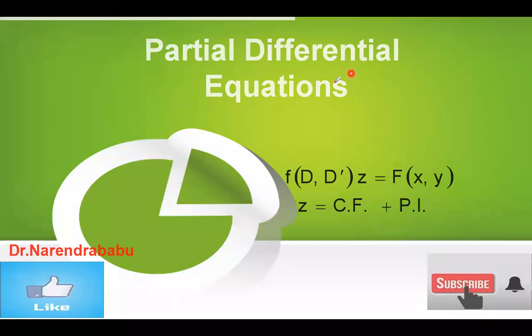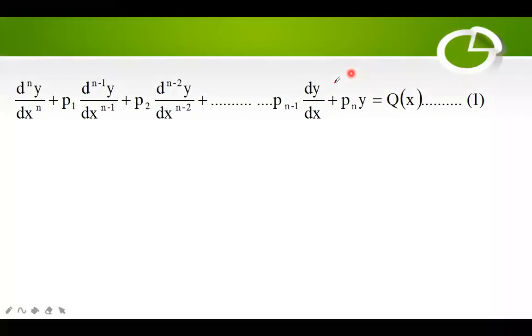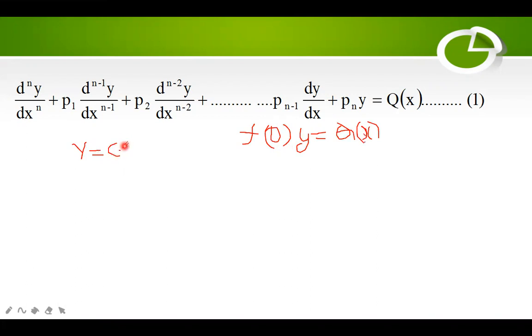We have already studied differential equations, how to find the solution of an nth order linear differential equation. In that case we substituted capital D equal to d by dx, and we wrote this in the form f of D of y equal to Q of x. And what is the general solution? The general solution is y equal to CF plus PI.